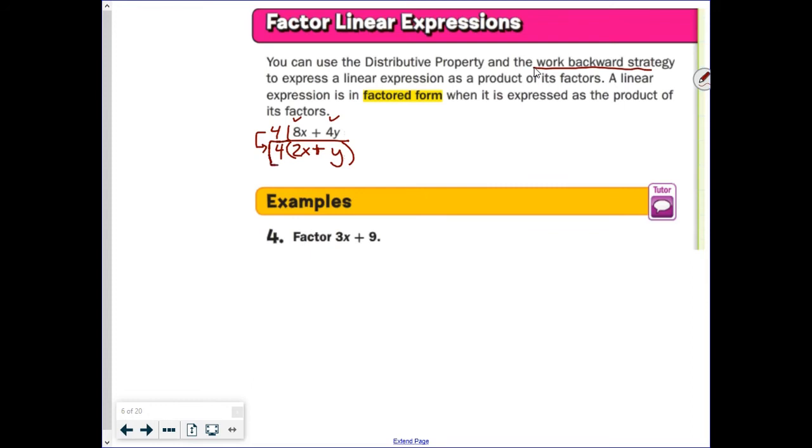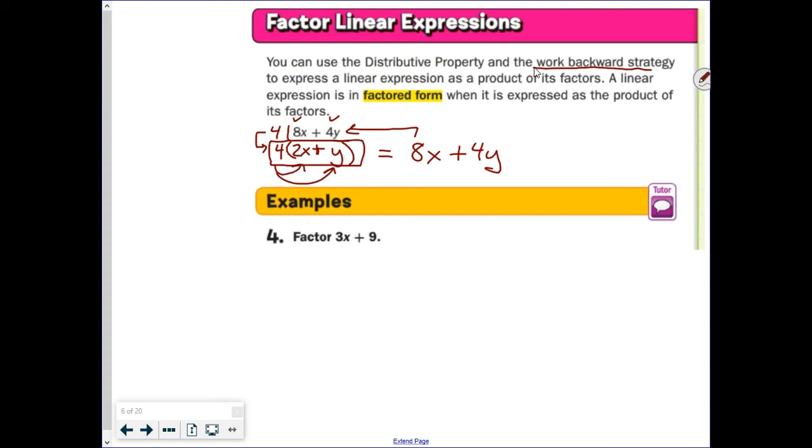This is our answer, but we can check it. 4 times 2 equals 8, so 4 times 2x is 8x. And 4 times y would be 4y. When we distribute the 4, we end up back where we started from, which means this factored form, 4 times (2x plus y), is the correct answer.